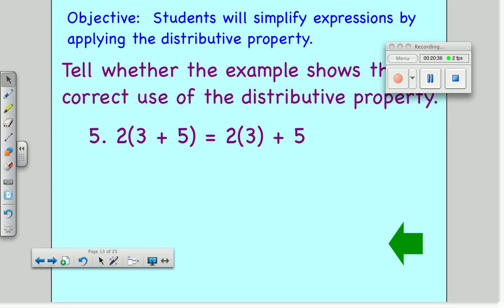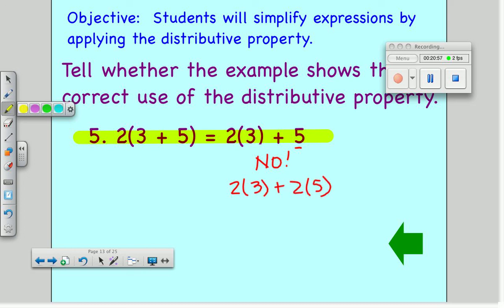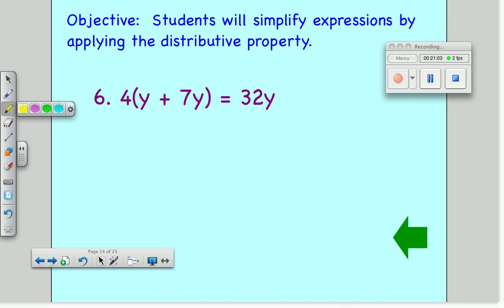Tell if this is correct. So you're going to write this one too, and you're going to tell if this is correct. Is this using distributive property? Your answer should be no. That's incorrect. What are we missing here? We didn't multiply. It should be 2 times 3 plus, don't forget the 2 here, times 5. You're distributing the 2 to everything in the parentheses. Okay? Next one. Let's see if this one's right.